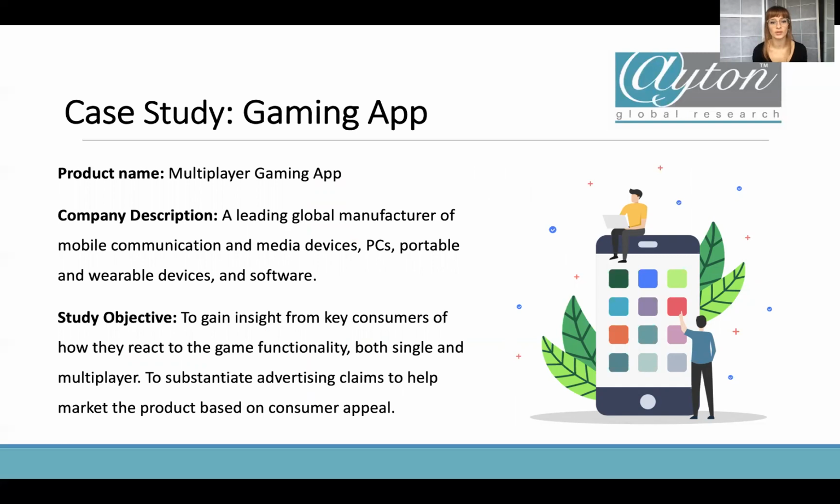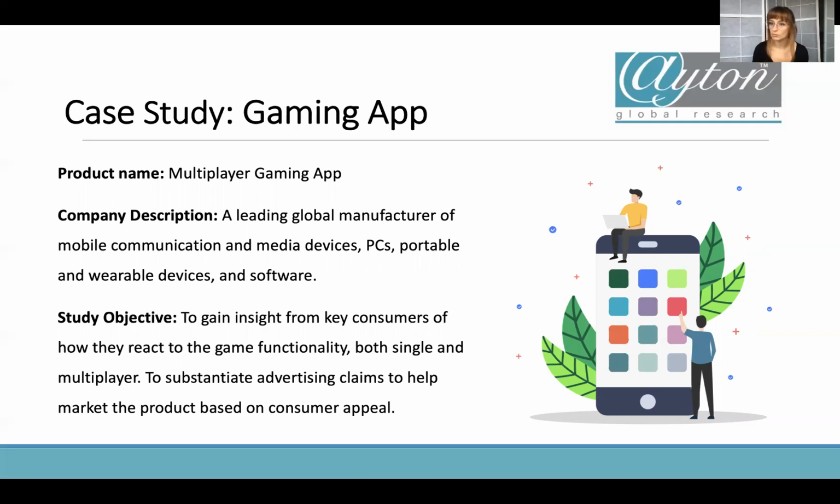So this particular one was a multiplayer gaming app made by a leading global manufacturer of technological devices and also software. It was to gain insight from their key consumers. So as I mentioned, getting that target market, and looking at how they react to the game functionality. So how does it work on the mobile app? How did they find it?